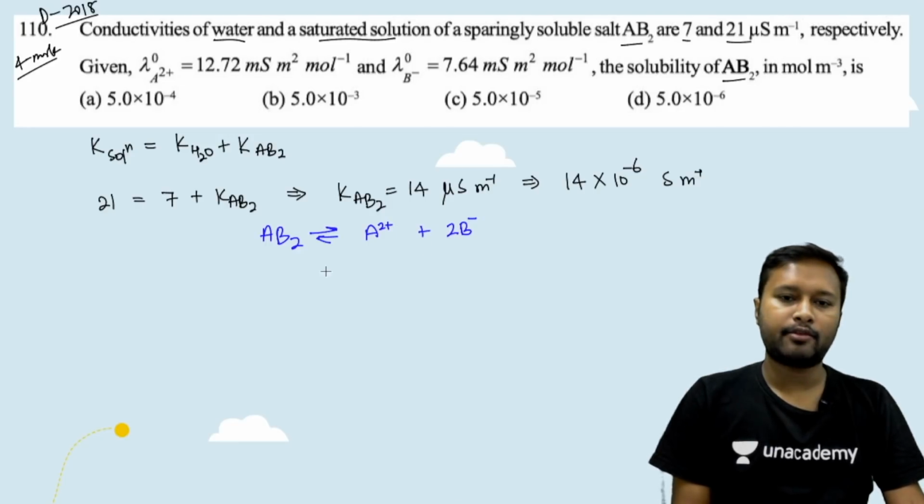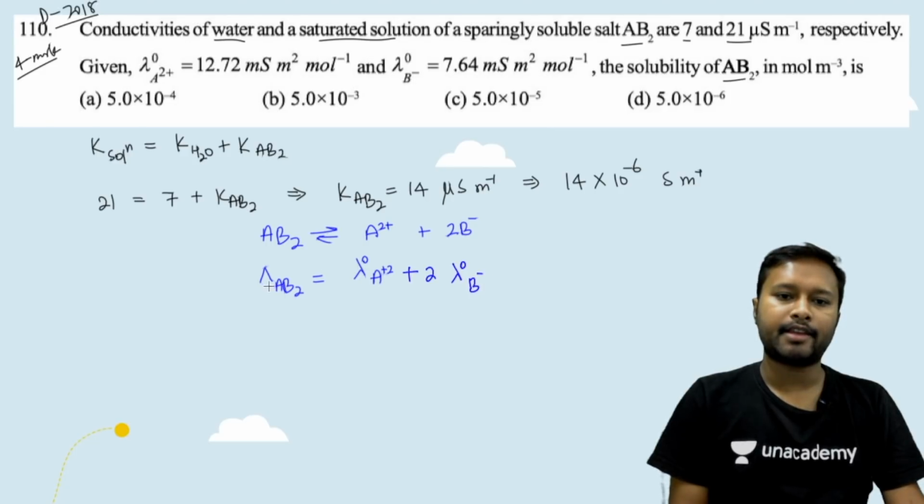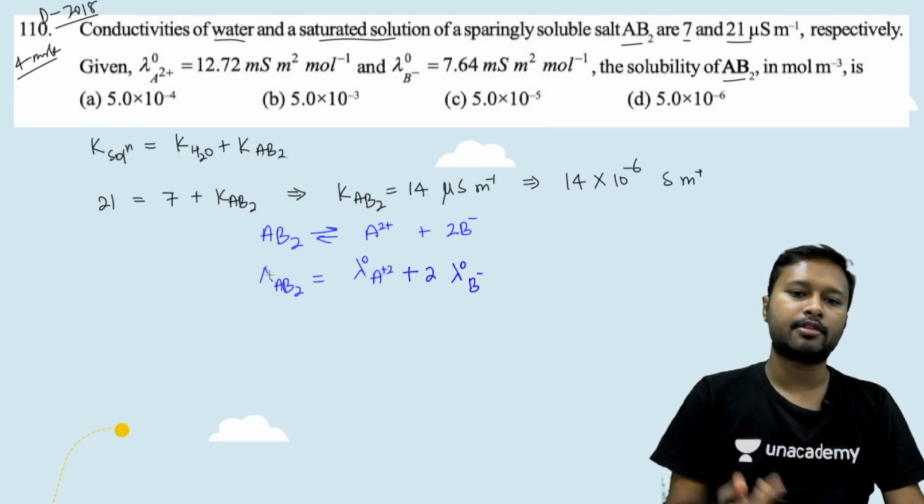Fine. So if I have to write down the molar conductivity of AB2, lambda for AB2, this is going to be lambda naught, the molar conductivity at infinite dilution of A2 plus, plus molar conductivity at infinite dilution of B minus into 2. So I have to multiply this with 2 as well, so basically I have to take plus 2 times lambda naught B minus. In that case I'll calculate the molar conductivity of the salt itself.